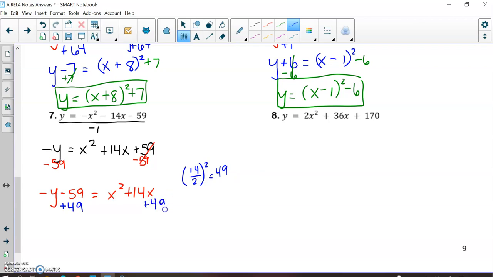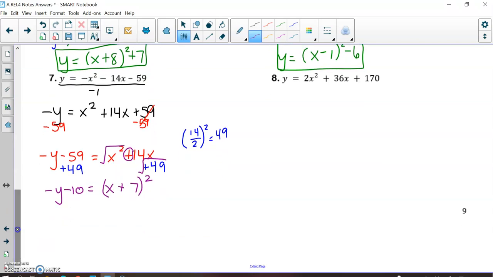All right, on the left side, I am going to simplify. I have negative y minus 10 is equal to, on the right side I factor. Take the square root of the first term, the square root of the last term, and the operation in between my first and second term, and I square that binomial. Now I'm going to get the 10 to the other side by adding it.